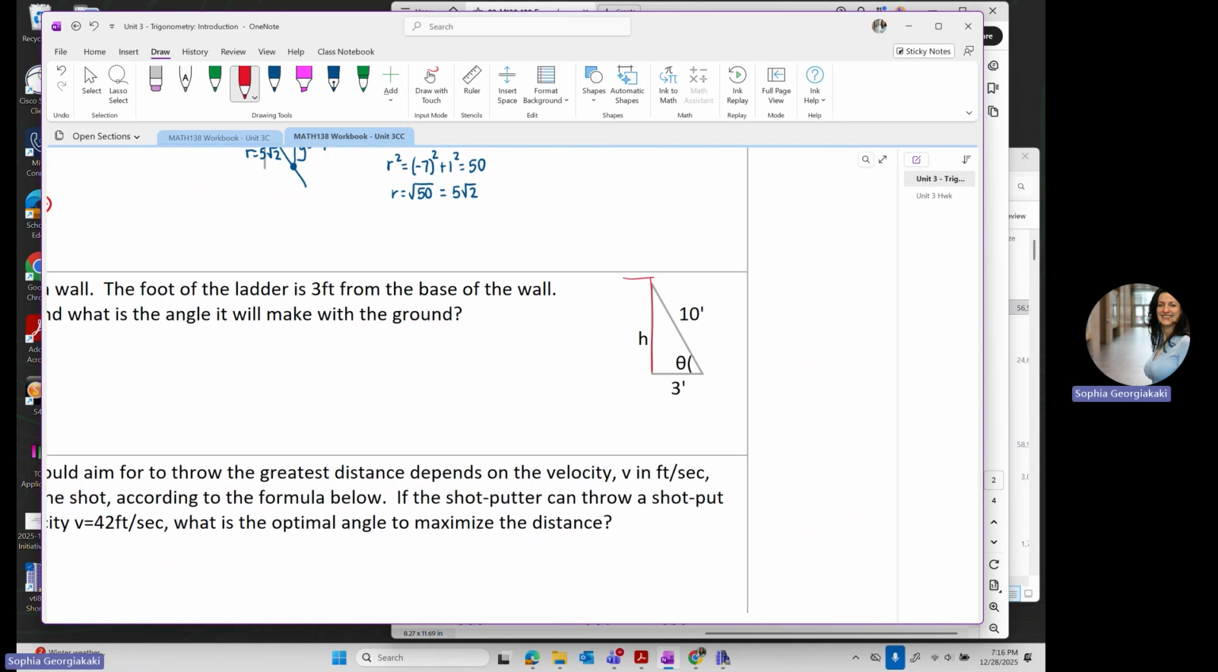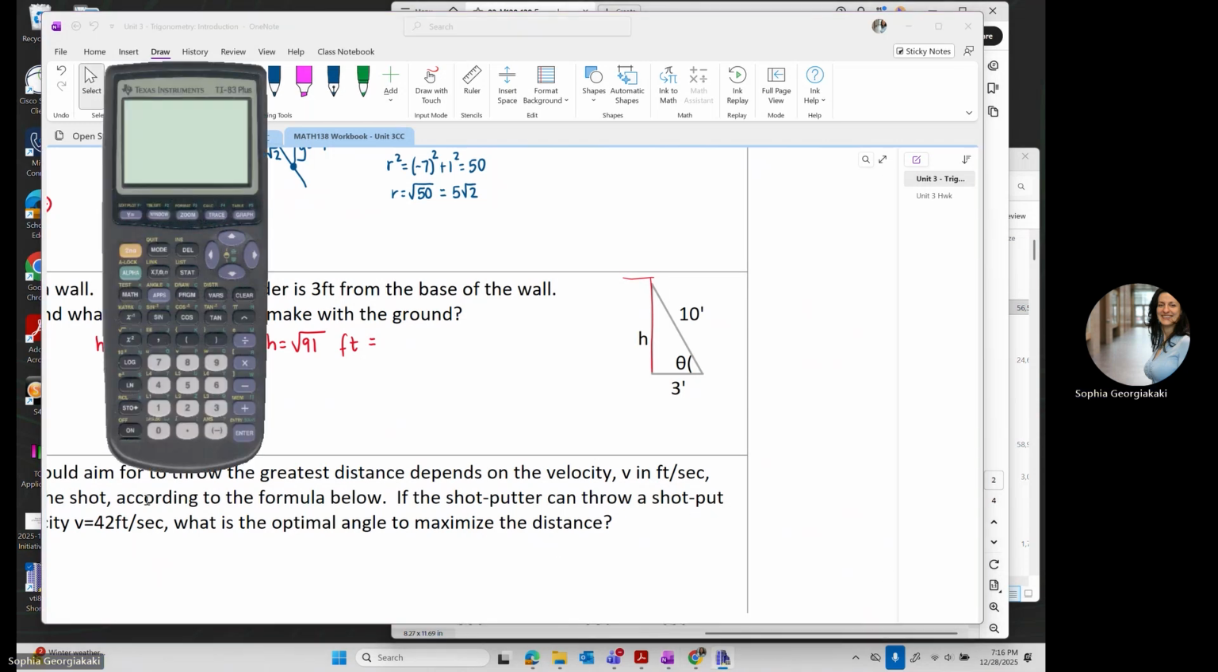Now h I can find from the Pythagorean theorem. H squared will be 10 squared minus 3 squared. So h squared will be 100 minus 9, which is 91. And since we are talking about distances, I don't need plus or minus. I'm looking for positive quantities. So that will be the square root of 91 feet, which is approximately 9.5 feet.